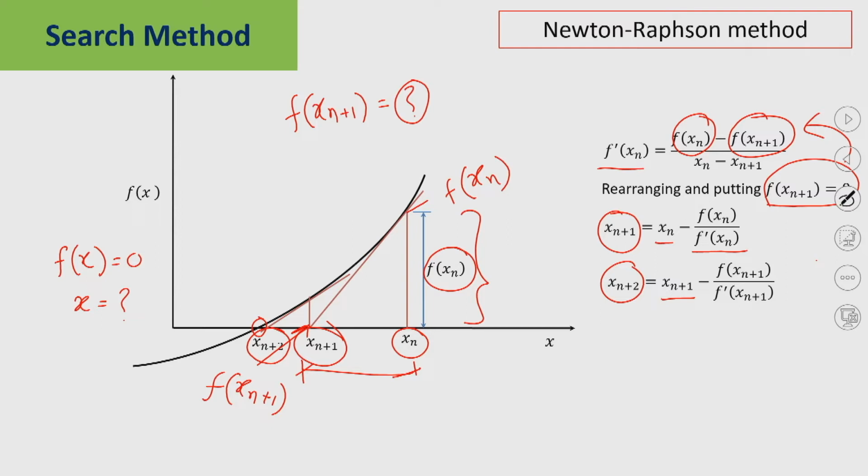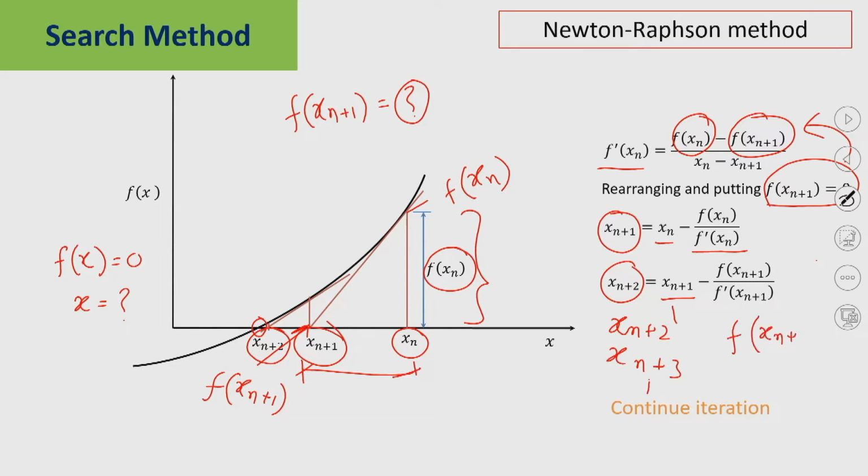In that way I can find x n plus 3, n plus 4, and so on, and at every step I check whether the function value is 0 or near to 0. If so, I can terminate the iteration. So this is an iterative process. Next I will calculate x n plus 2, then x n plus 3, and continue.